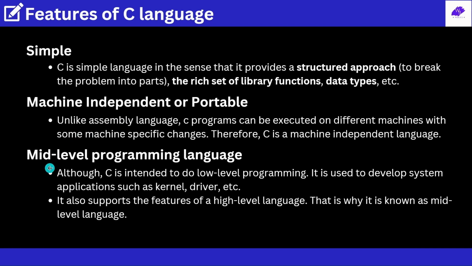Next is middle level programming language. Mid level indicates a language that is not totally high level or totally low level. So it's a mid level programming language. Although C is intended for low level programming, that is, programming done close to the machine, it is used to develop system applications such as kernels and drivers. It also supports the features of a high level language.